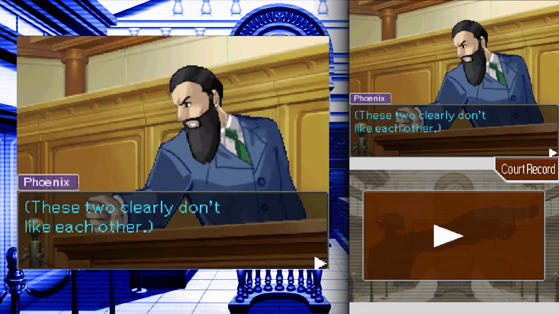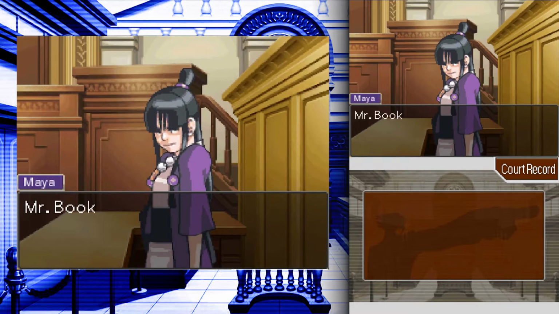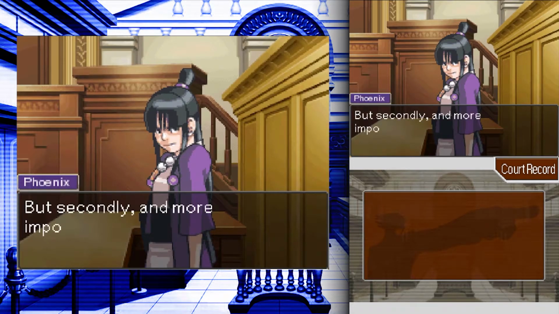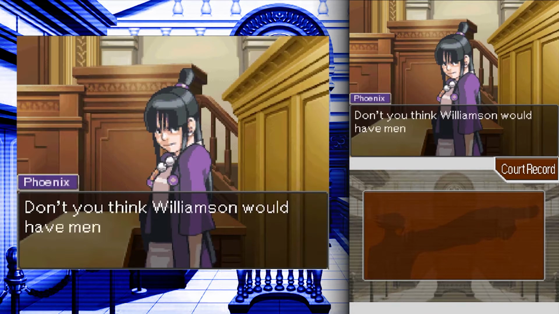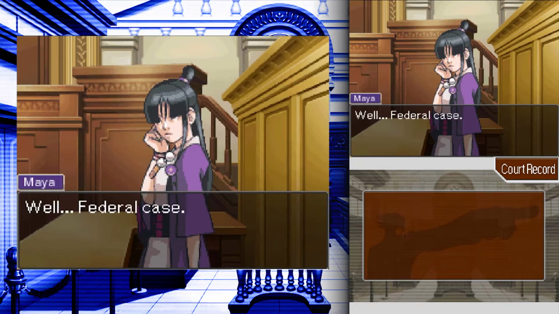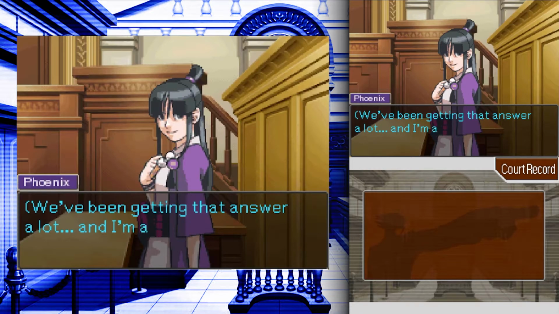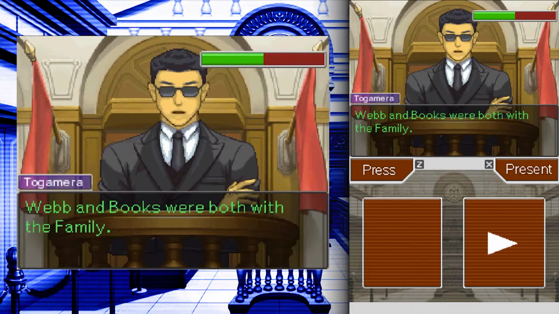These two clearly don't like each other. I don't believe it. Mr. Brooks wouldn't work for the Valley's family. I don't believe it either. First of all, he doesn't seem to type. Secondly, and more importantly, don't you think Williamson would have mentioned it by now? Well, it's a federal case, maybe he wasn't allowed to know. We've been getting that answer a lot. I'm fed up with it. You're fed up with the feds?